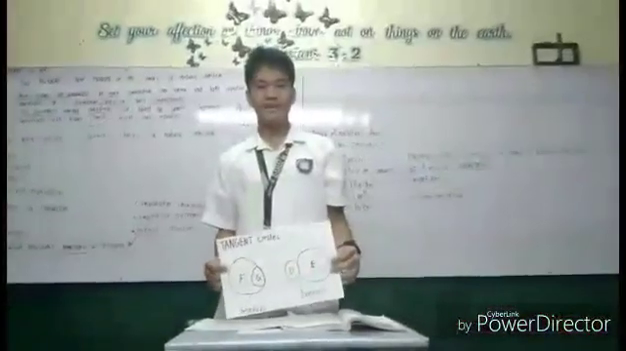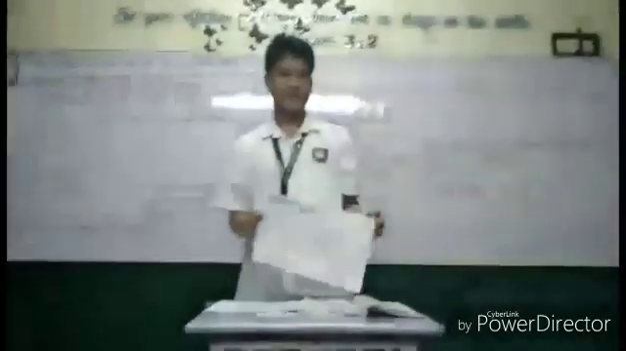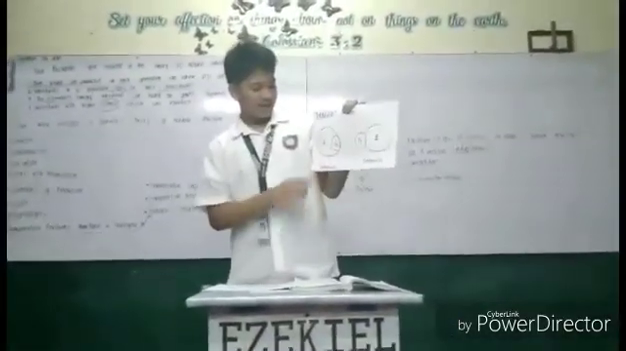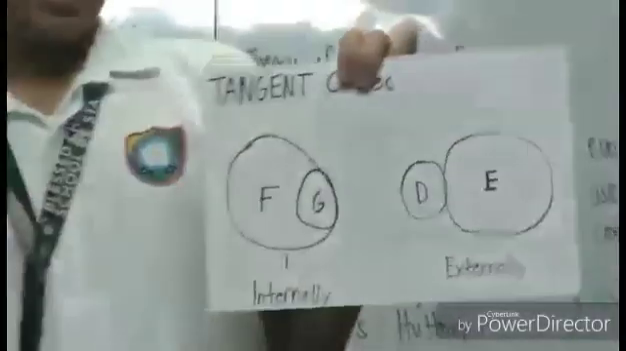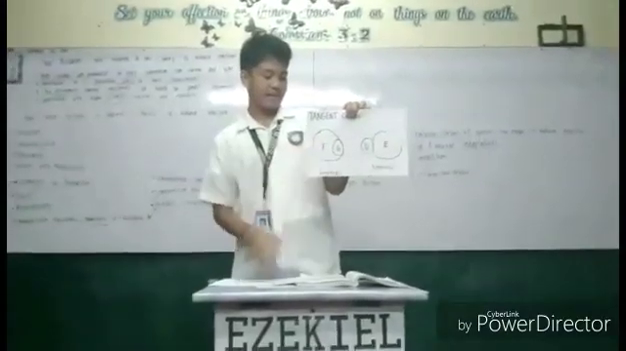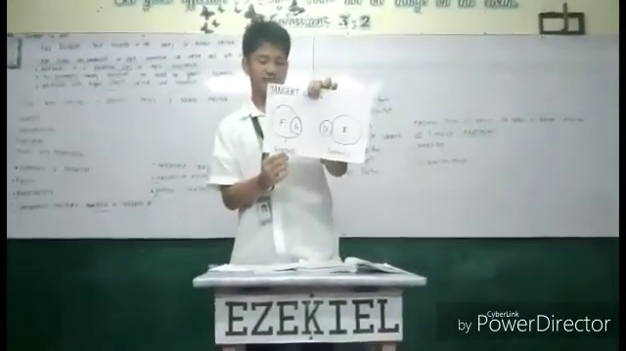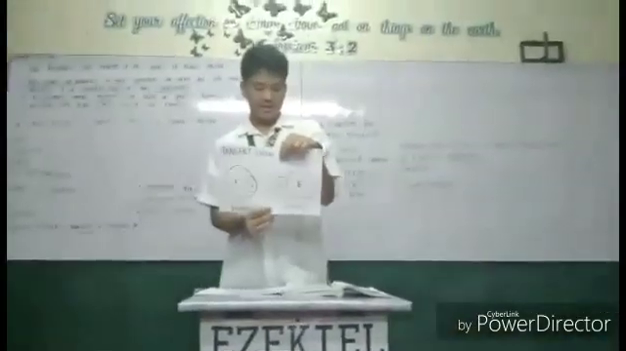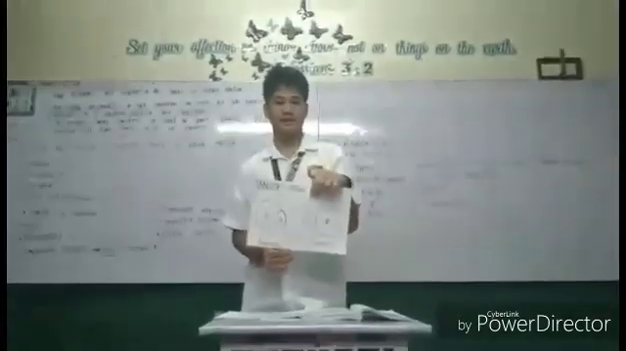Guys, today I'm going to give you an example of a tangent circle. So today you're going to see my example of circle F and circle G. As you can see, circle G is inside circle F, and it is called internally tangent because it is inside circle F. The second example is circle E beside circle T. It is called externally tangent because it is outside the circle.